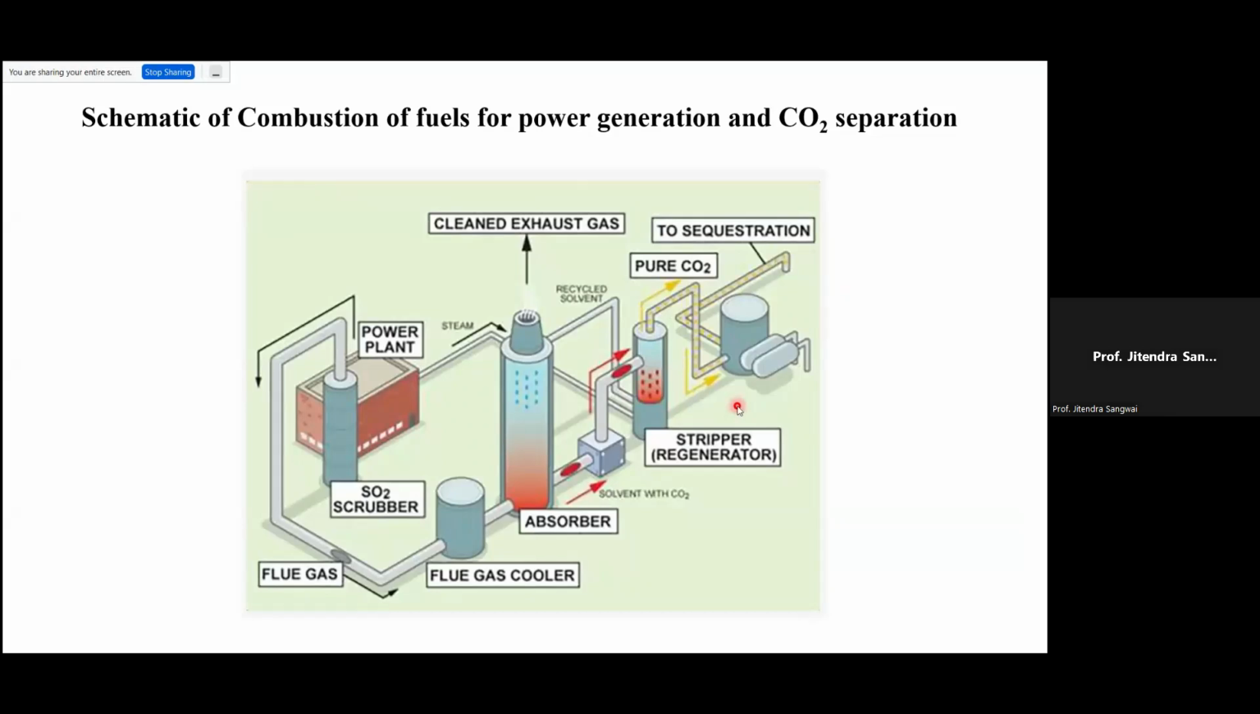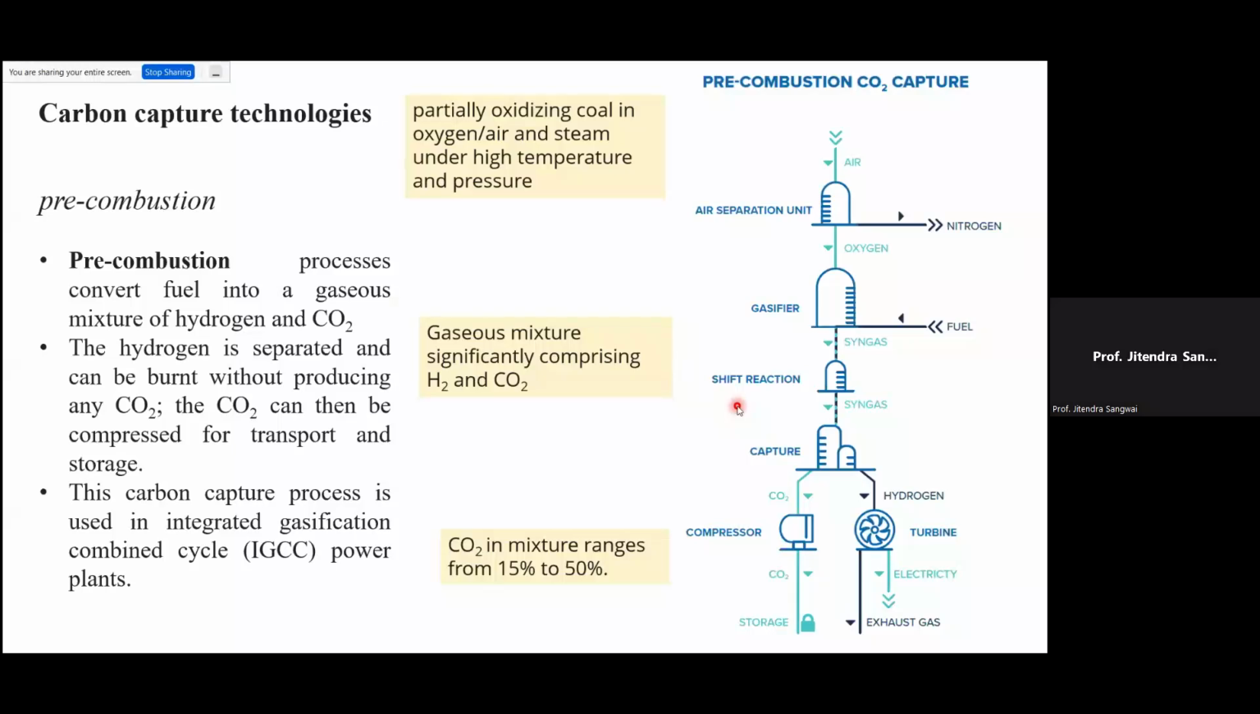Now we have to understand when and where one can capture the carbon dioxide, whether you have to capture carbon dioxide before you do a combustion, or after you do a combustion, right? So generally there are three major methods available. So one is the pre-combustion capture of CO2, where one can actually capture carbon dioxide before the coal can be utilized in the power plant.